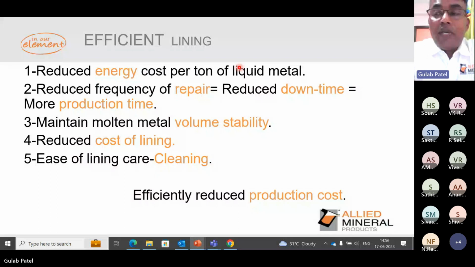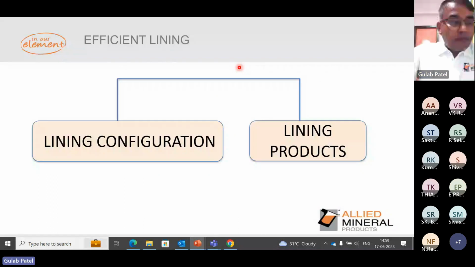So what we talk about as efficient lining, we can divide into two parts. One component is the lining product, whatever products we are going to use in the whole lining system. The other part is the lining configuration. We may have good products, a lot of good products used in the lining, but if we are not able to design the whole refractory system properly, that is a very important part of the lining system.